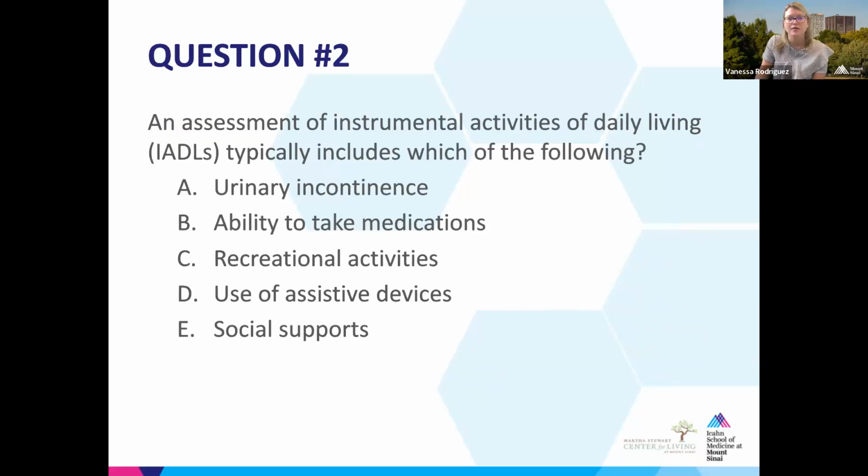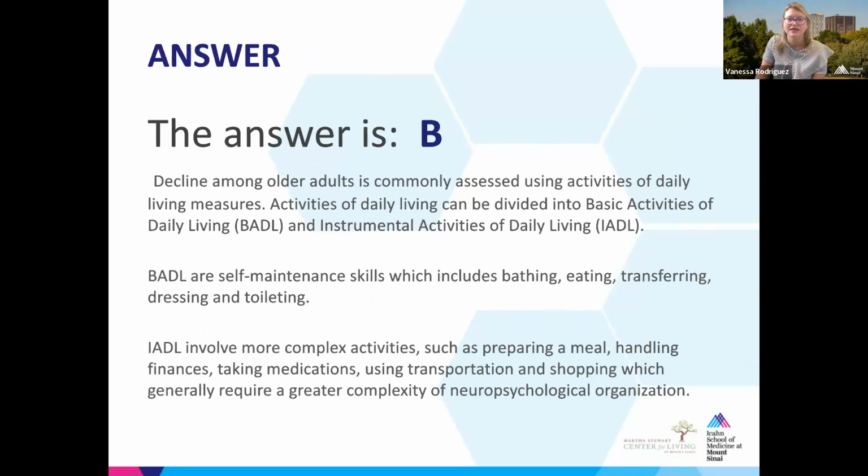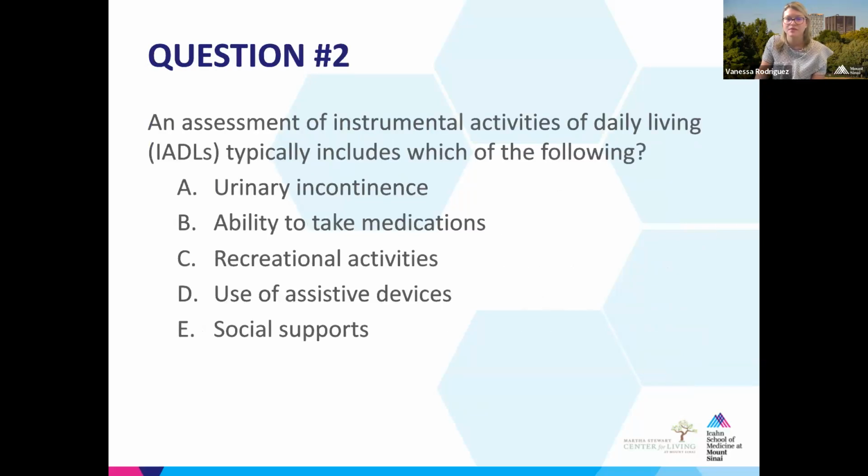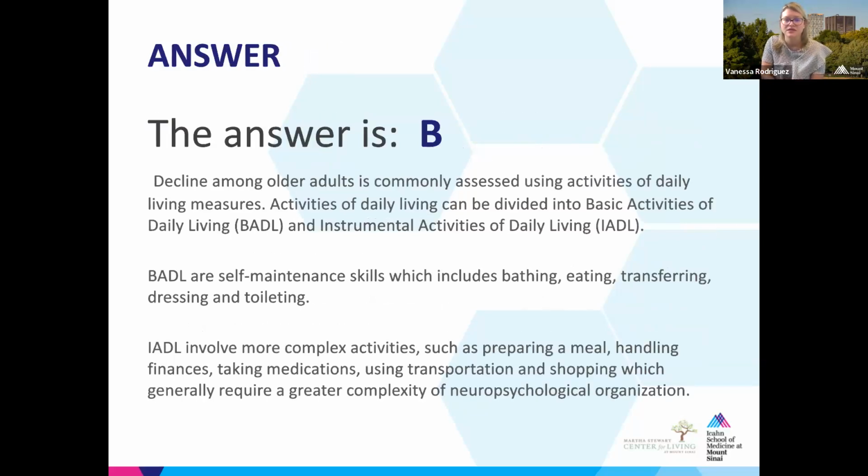Question number 2: an assessment of instrumental activities of daily living typically includes which of the following? And the answer is B, the ability to take medications. Decline among older adults is commonly assessed using one of these screens, with the basic activities of daily living and the instrumental, and this being part of those activities.